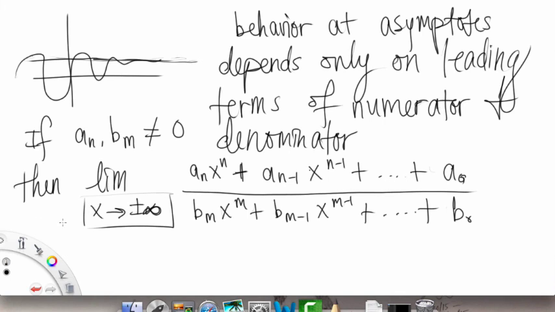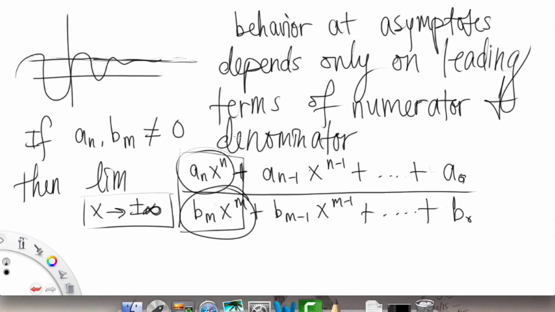So basically what this is saying is that the behavior in the long run, as x goes to plus or minus infinity, depends only on the leading terms of the numerator and denominator. What are the leading terms here? If we assume that a sub n and b sub m, the coefficients, are not 0, then these two would be the leading terms, because I wrote them in descending order. n is the highest degree on the top, so that makes this the leading term, and m is the highest degree on the bottom, in the denominator, so that makes this the leading term as well.